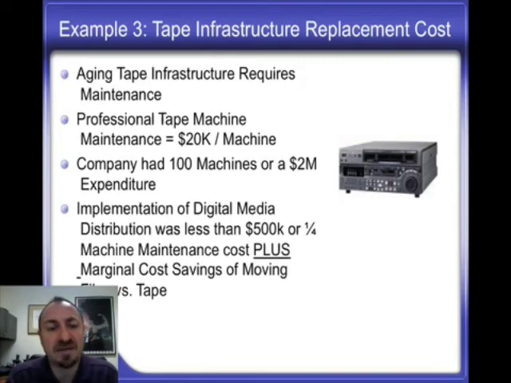So they took a look back, and they came up with a digital media distribution initiative. That's their words for it. It was less than $500K, or essentially 1/4 of their tape investment. They had to spend a little bit on the tape machines to get some of them back operational. But for about 1/4 of their investment, they were able to go to a file-based distribution model. Plus, this doesn't even count the marginal cost savings, because now they're moving files and not tapes. So again, a very quick ROI.